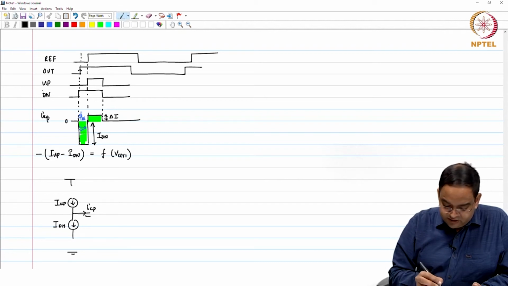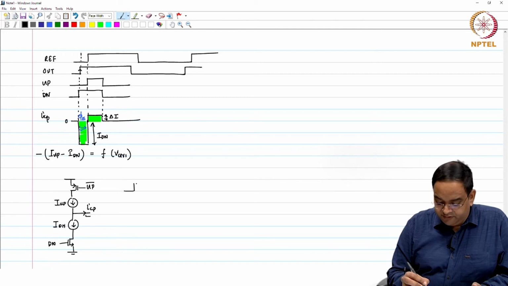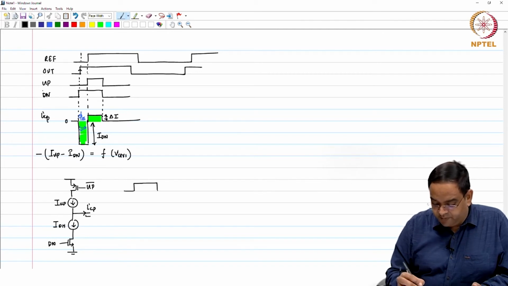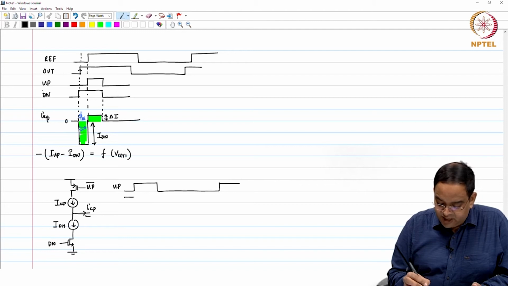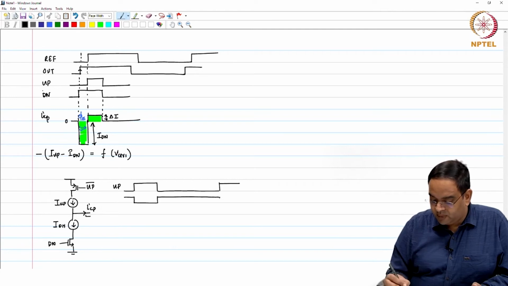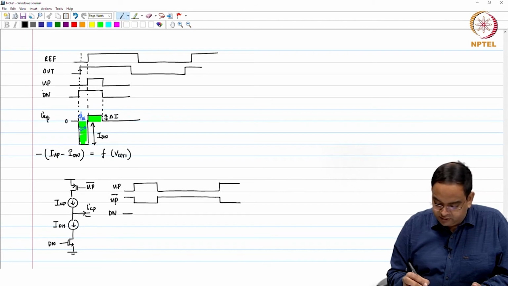Well, this switch is normally implemented using PMOS and this switch is implemented using an NMOS. So, this is up bar and this is down. When I give a signal of up like this, let us say in locked state, this is the signal which you want. If this is the up signal, then up bar is going to be like this. Okay, this is up bar and the down signal is going to be in this manner.